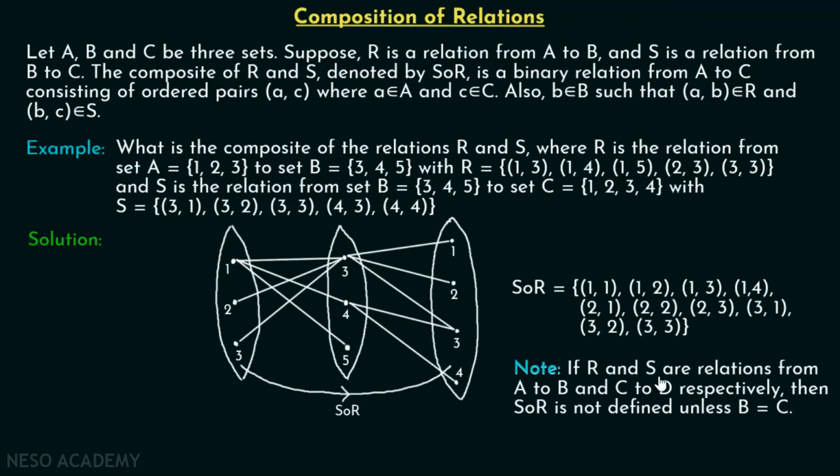Please note that if R and S are relations from A to B and C to D respectively, then SOR is not defined unless B is equal to C. It is very important for us to understand. The composite of R and S is not defined unless B is equal to C. As you can see, this particular set is acting like a bridge between A and C. So this set must be common between the two relations. It is very important. Therefore, the composite of R and S is not defined unless B equals C.